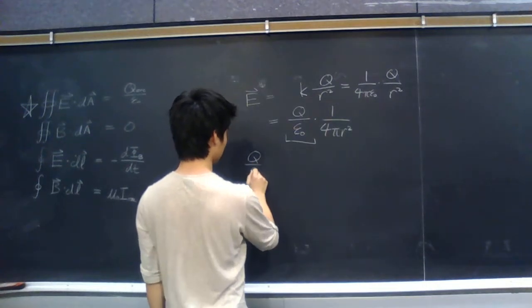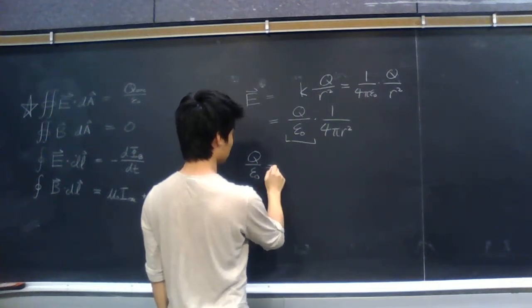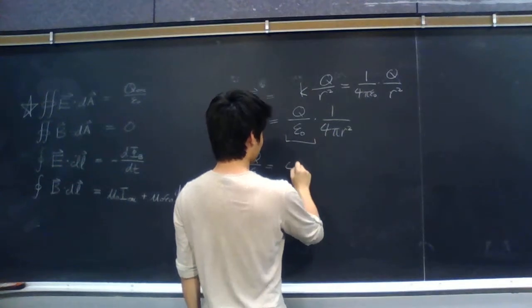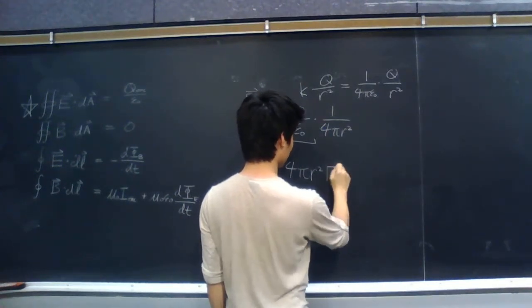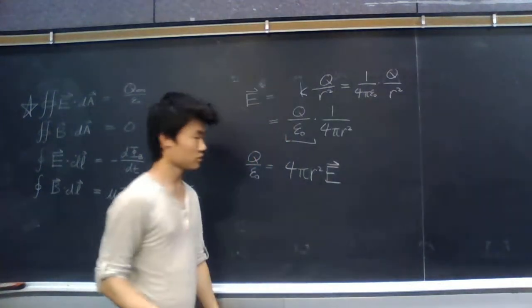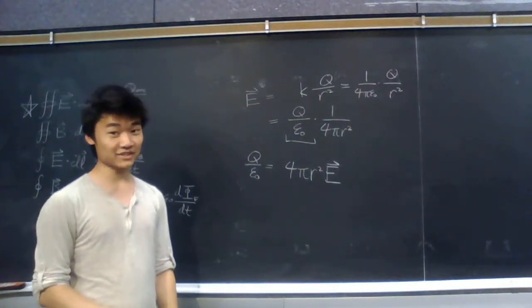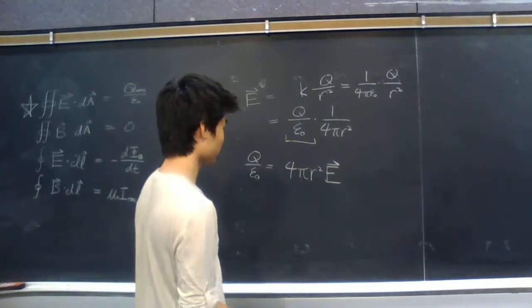So if we do epsilon naught equals 4 pi r squared E. That's kind of interesting.